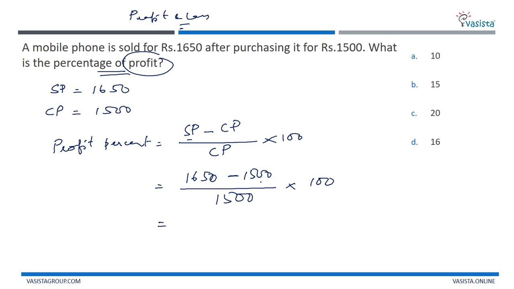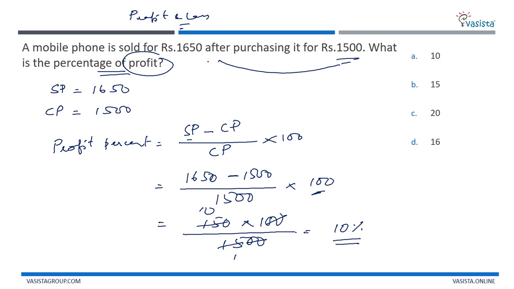Now what happens? 1650 minus 1500 is nothing but 150, that into 100, this 100 by 1500. Now simplify it. These two zeros I'll cancel here. 15 ones are 15, 15 tens are 150, so 10%. See, the answer is 10%. When you purchase it for 1500 and sell it for 1650, the profit percent is 10%. A is equal to 10, that is option A. Fine.